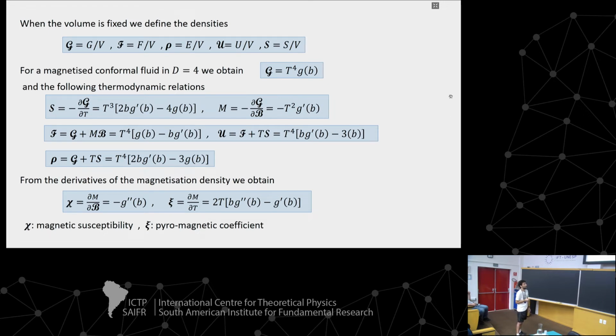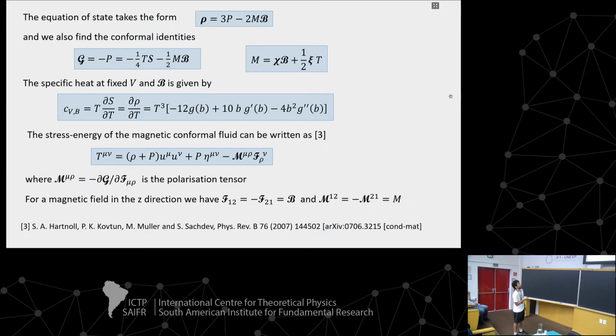And so I can go forward and also calculate the magnetic susceptibility from the magnetization. So here is the magnetization. And then also the so-called pyromagnetic coefficient, which is the derivative of the magnetization with respect to temperature. And so on. So you can get all those thermodynamic quantities from just one function.